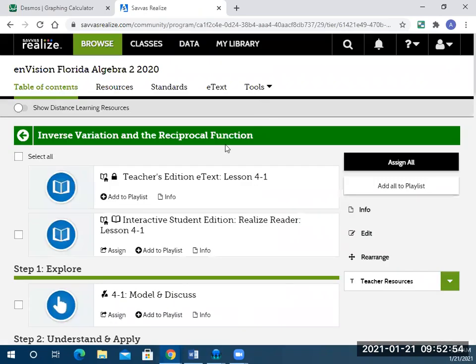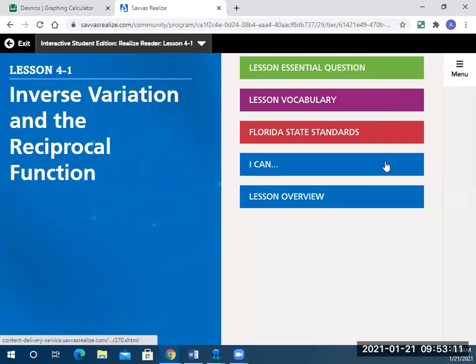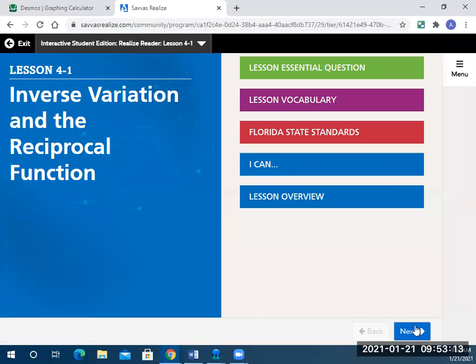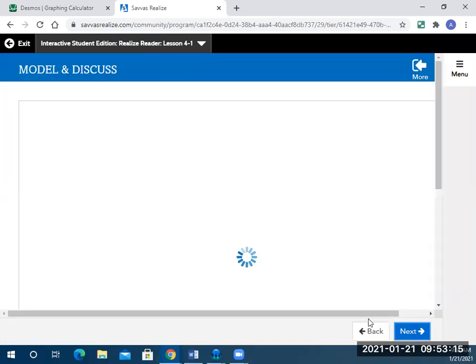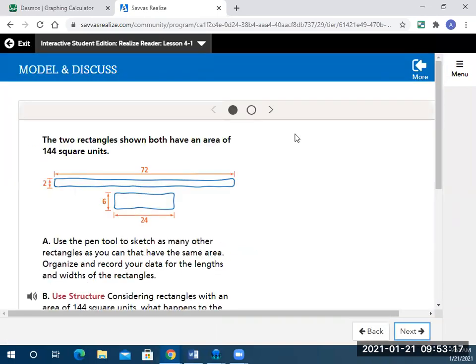So in your workbook, you can flip to page 183. This next lesson is going to build on our previous lesson. Oh, wrong one.